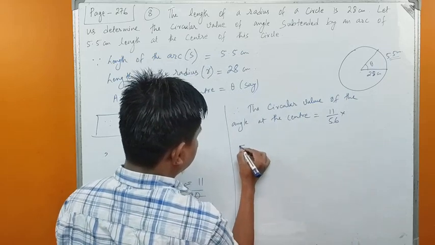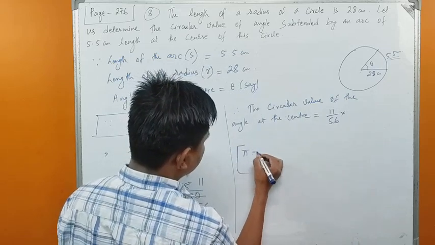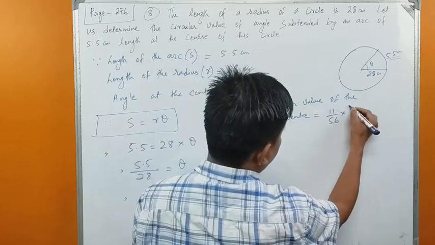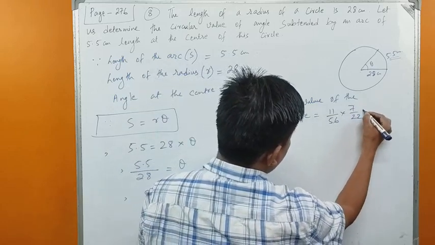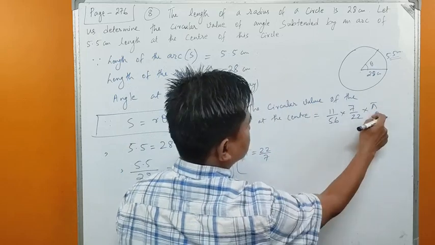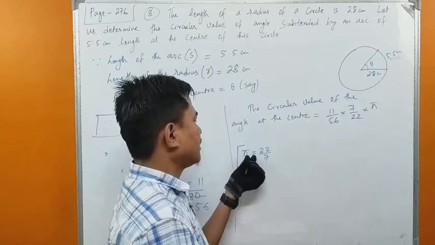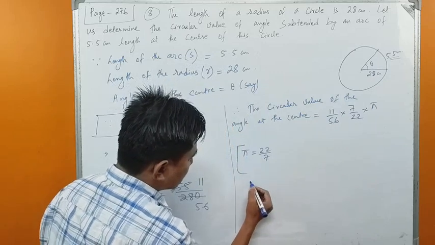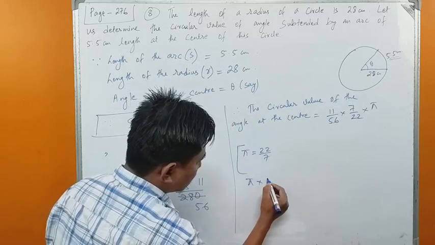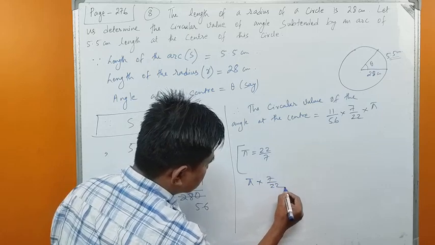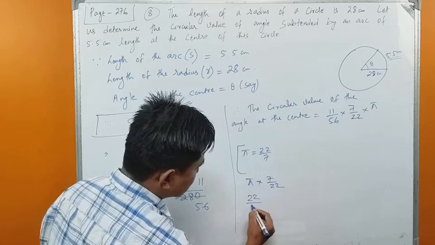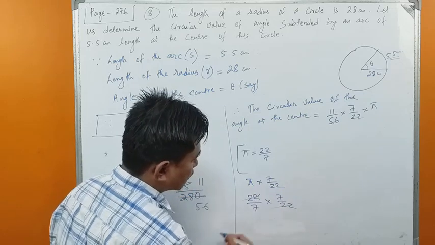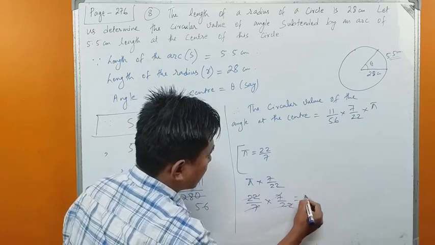pi equals, let me write here, pi equals 22 upon 7, isn't it? So we multiply by 7 upon 22 into pi. This becomes 1, isn't it? Pi is 22 by 7, so pi into 7 by 22 gives us 1, because pi is 22 by 7 into 7 by 22. So this 22 cancels out, 7 cancels out. So we have 1.